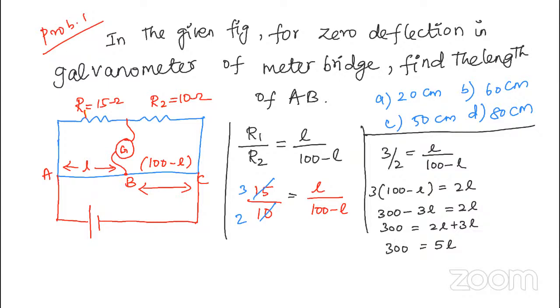Okay. And now it is L value is equal to 300 by 5. Okay. So L value is equal to 60 centimeter. So this is the option. So this is option B. So option B is the right one.